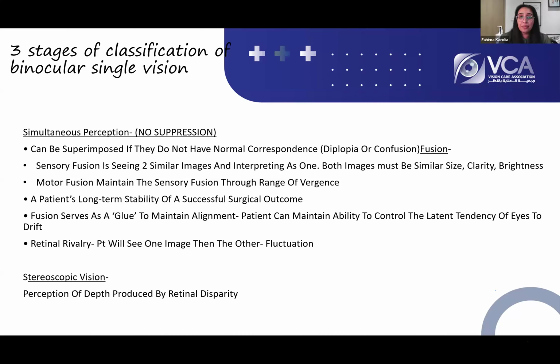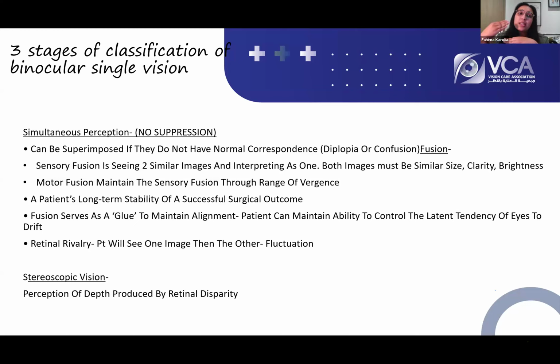For this to happen, both images must be similar size, similar clarity, and similar brightness. Now, if we've got anisometropia, so we've got a refractive error in one eye and not the other eye, or we've got a smaller refractive error in one eye rather than the other one, they're not going to be similar, are they, the 2 images? So it's going to be very difficult. We're going to have this retinal rivalry going on. We won't be able to fuse the 2 images.